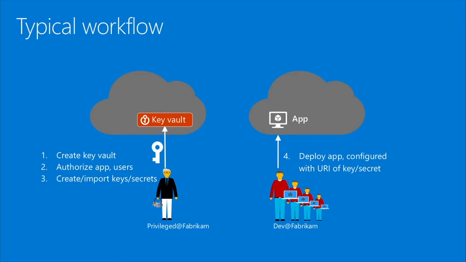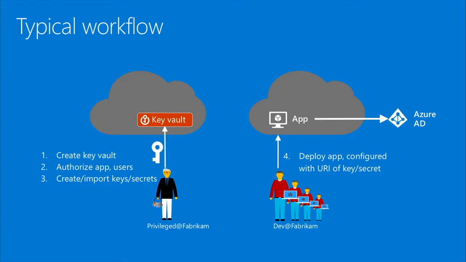Now, independent of this, developers can deploy one or more applications, and these can be large teams, but they are hands-off from the keys. They deploy their applications. The application needs to be configured with the URI of the key that it needs to use or secret that it needs to use. At runtime, the application will authenticate to Azure Active Directory. This is the one choke point where your organization can control which users and which applications are in or out at any given time. Once it authenticates, the application can use your keys.